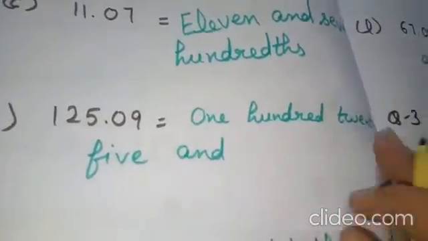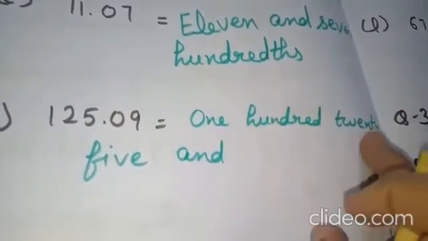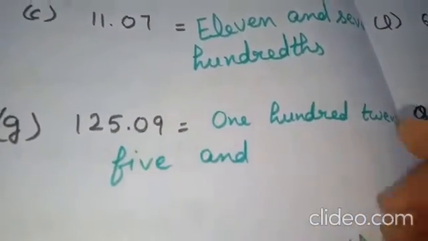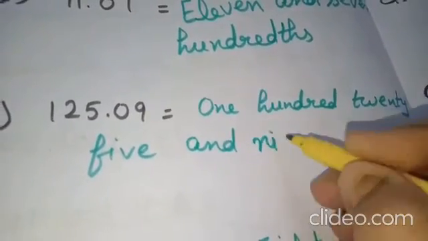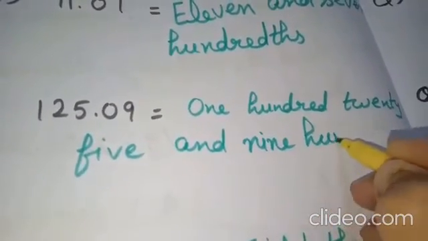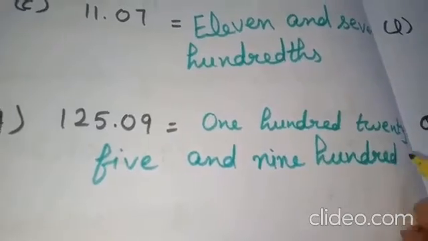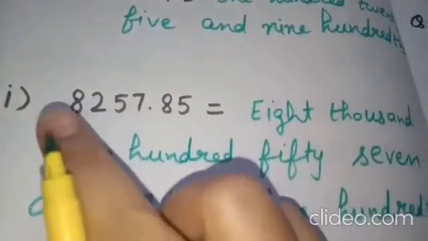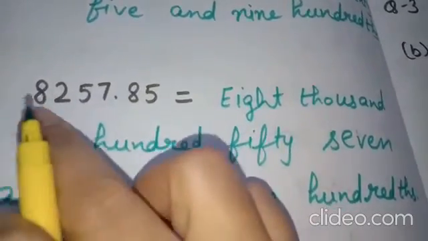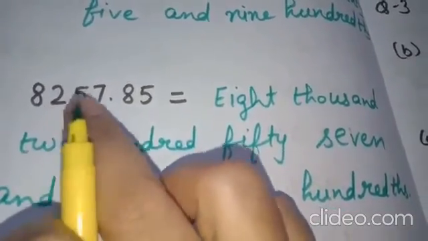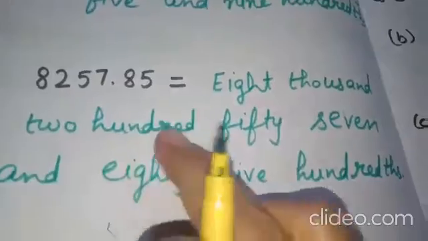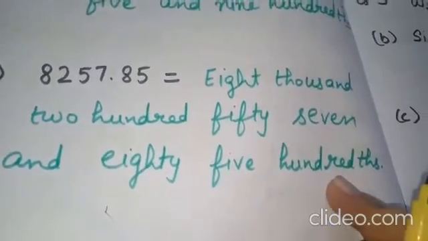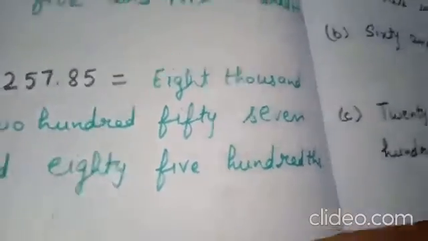Okay, next is 125.09. How can we write it? 125 and, come on, tell me. 09 means 9 hundredths. Okay, next is 8257. 8257 and 85 hundredths.